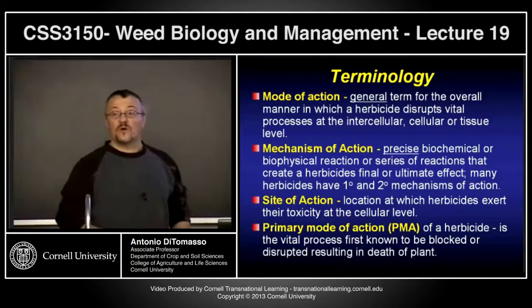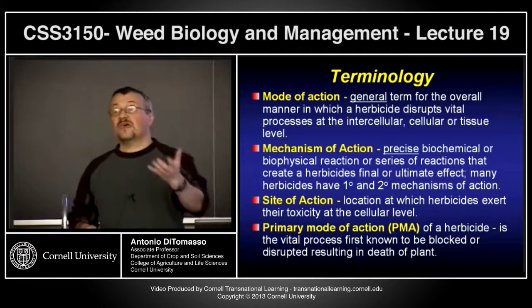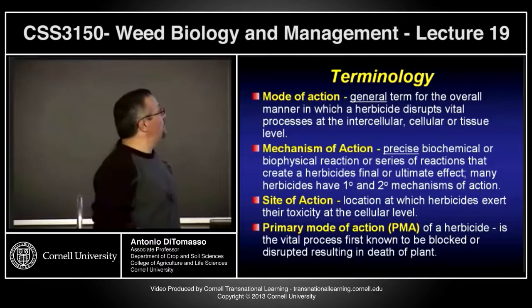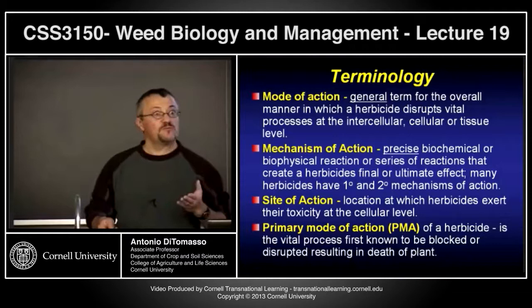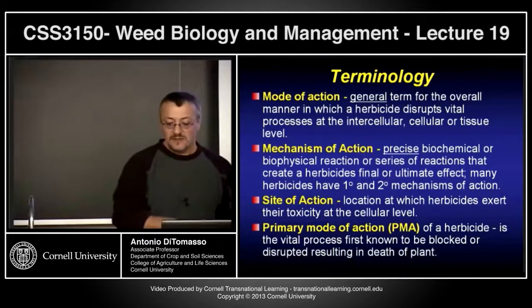So sometimes you have a herbicide that might affect photosynthesis and then also affect, say, RNA development and so forth. The primary mode of action is the one that is the first to shut down an important plant process. Okay? So photosynthesis is the first thing that's basically broken down, or the system breaks down. We call that the primary. Okay? And I'll give you some examples of these, but just be aware.